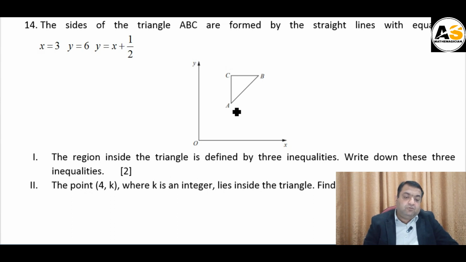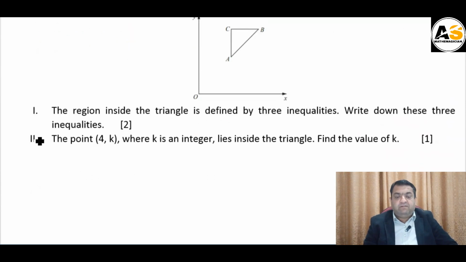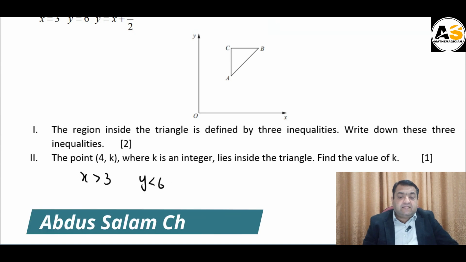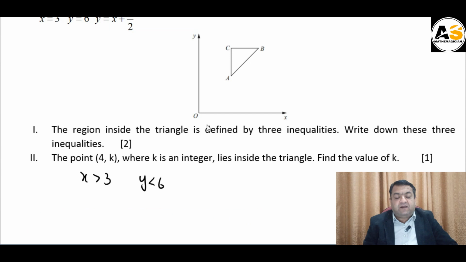This is x is equal to 3, and inside the triangle x is greater than 3. So the first inequality will be x is greater than 3. This is y is equal to 6, and the triangle is below this, so y is less than 6. And this is y is equal to x plus 1 by 2, and the triangle is above this line, so y is greater than x plus 1 by 2.